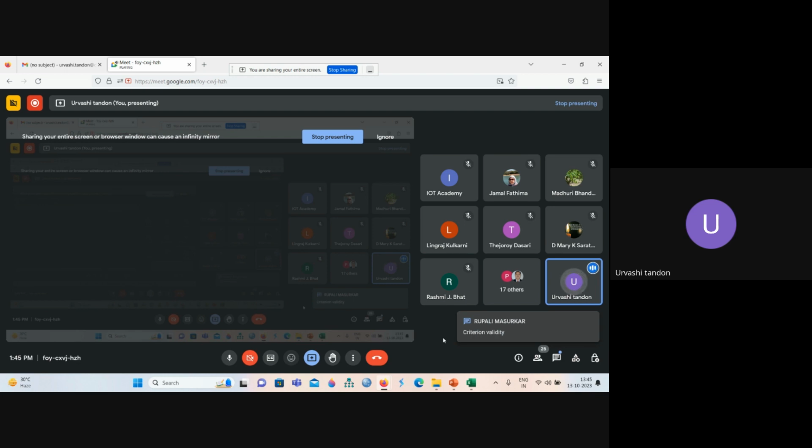Okay, Rupali says excuse, criterion validity. Yes, criterion validity, Rupali. Okay, I'll repeat everything again, right? So, what is face validity? Face validity is just by looking at the questionnaire. Yes, by looking at the questionnaire, you can see whether this questionnaire is up to the mark or not, right?